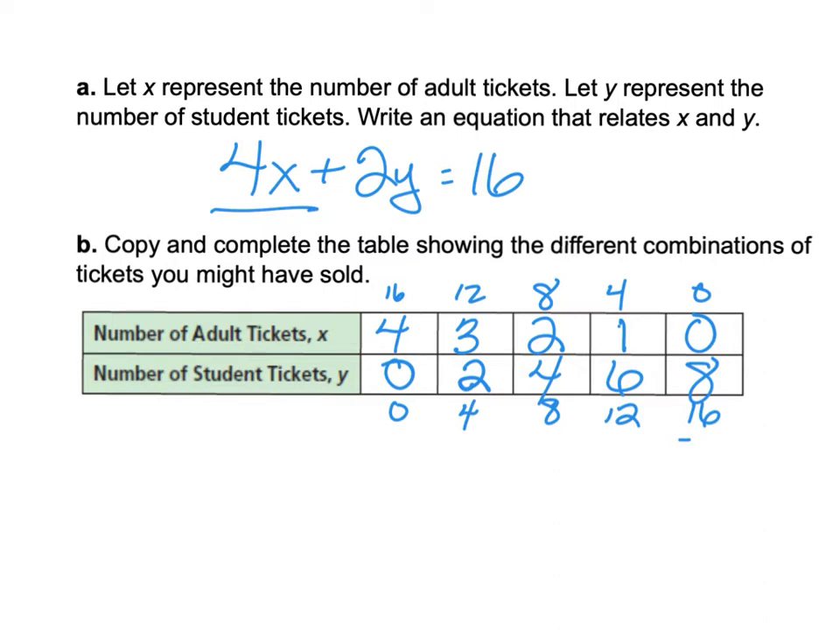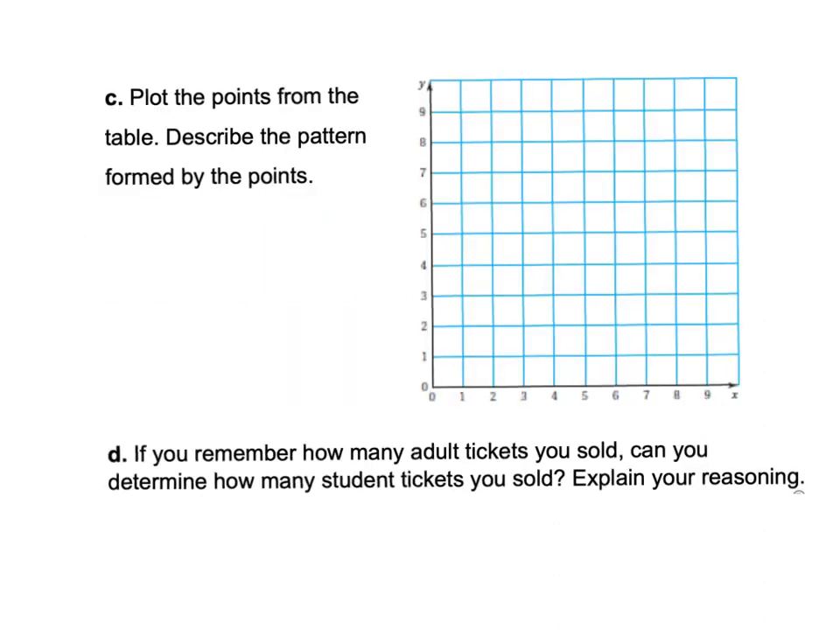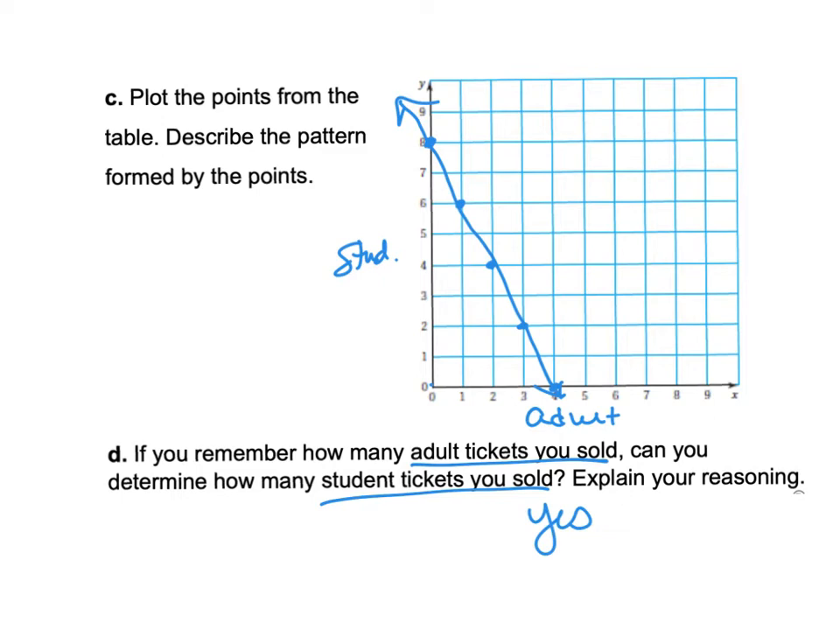So we have a table, so we would graph it. At 0, we're going to put adult tickets down here at the bottom. We're going to put student tickets over here on the side. 0 adult tickets, we would be buying 8 student tickets. 1 adult ticket, we would be buying 6. 4, 2, and 0 here. And we have our linear equation. There it is, right there. So if you remember how many adult tickets you sold, can you determine how many student tickets you sold? Yes, because we have the total.